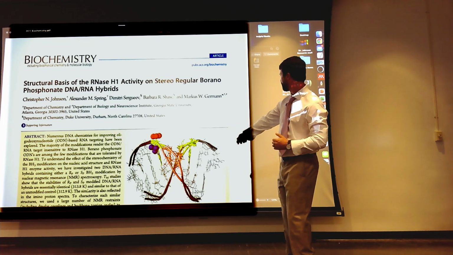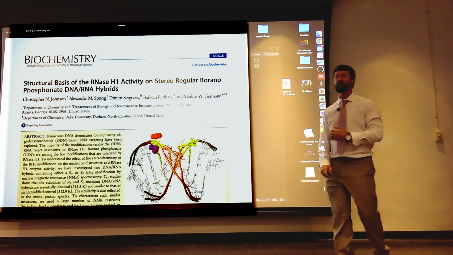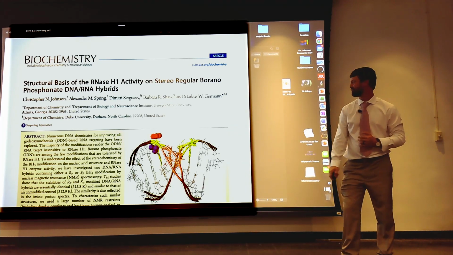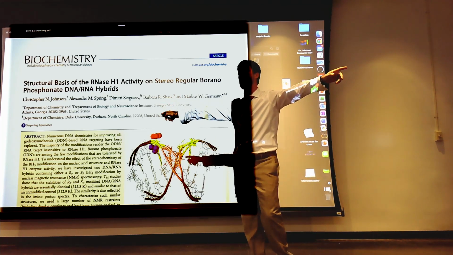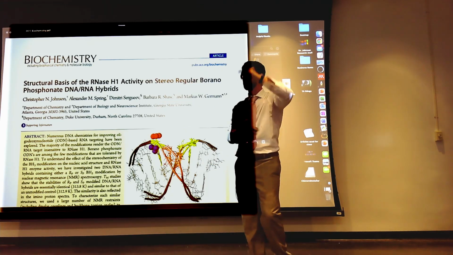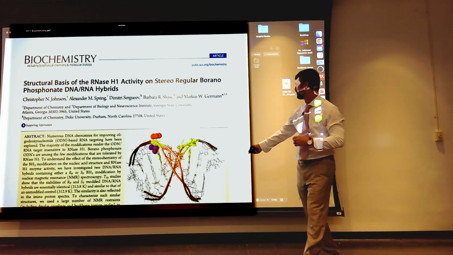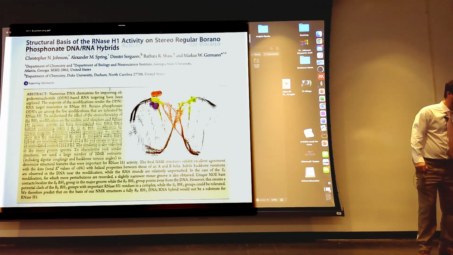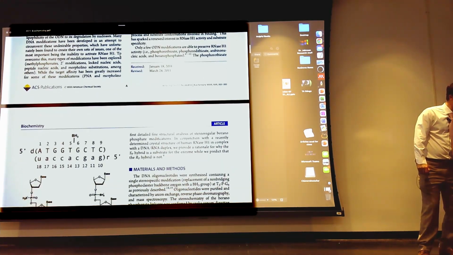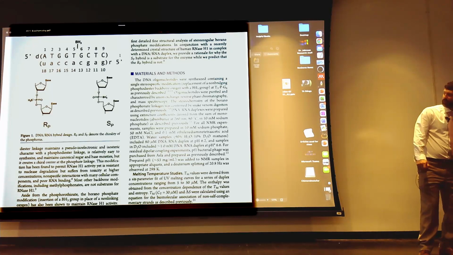So Barbara Shaw from Duke figured out that if we put these boron groups in place of an oxygen, a BH3 group, you could stick it in one of two spots. Remember, there's two oxygens on that DNA backbone. You have an R chirality or you have an S, depending on which oxygen you substitute. One of them worked and one didn't, and they didn't know why. One protected it from degradation and allowed the antisense property to degrade, right? So you could put it in two things.